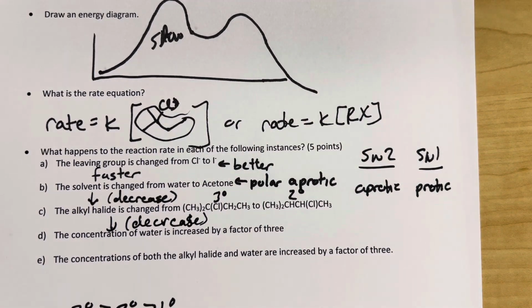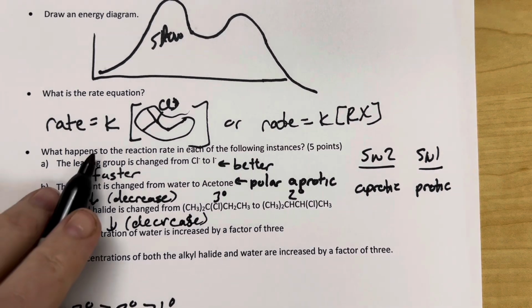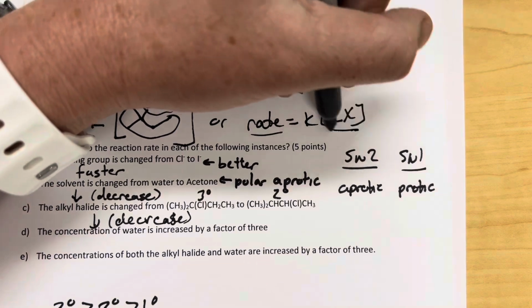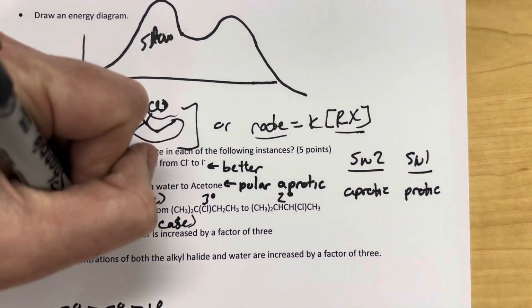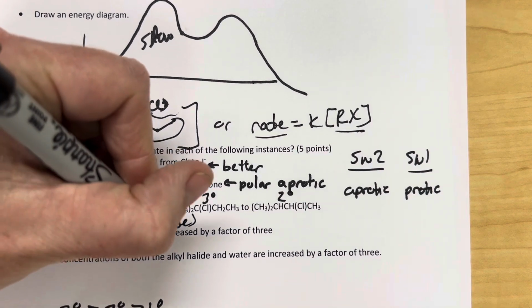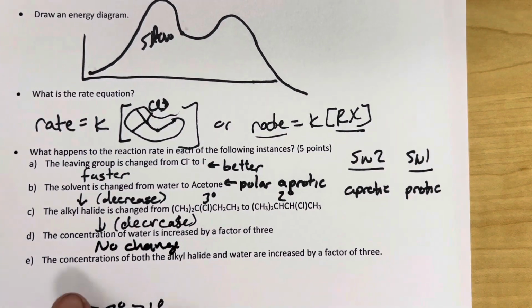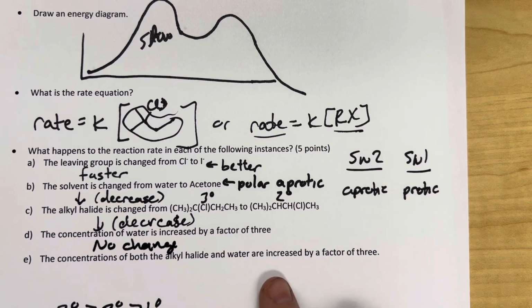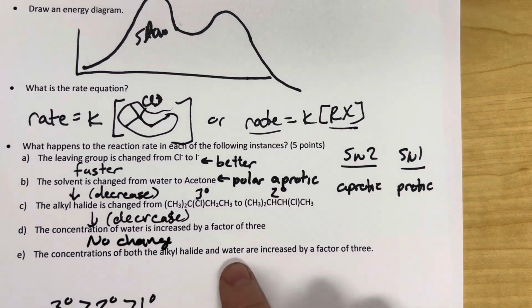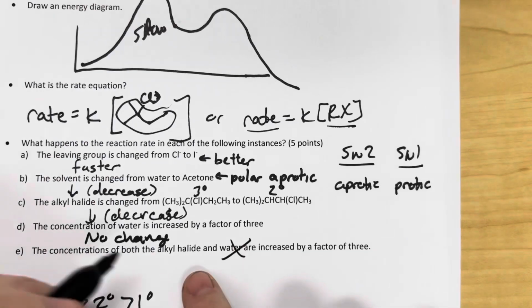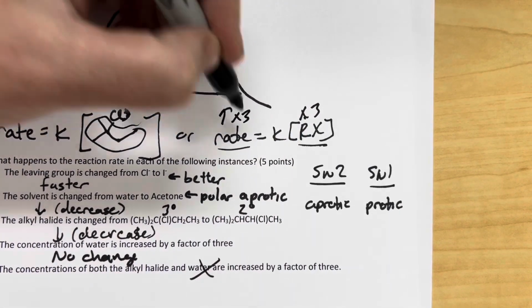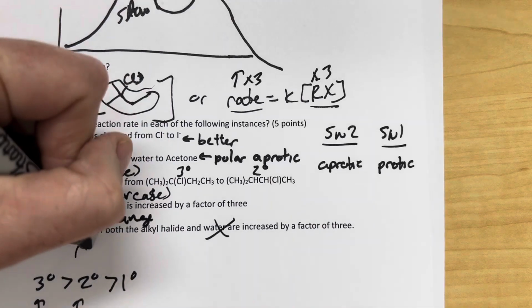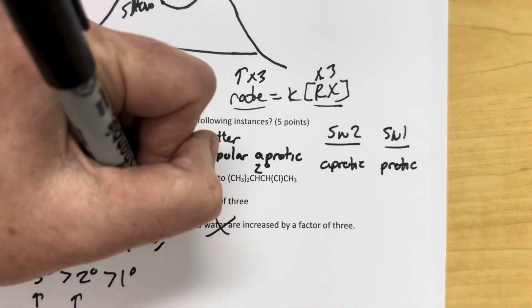All right. The concentration of water is increased by a factor of 3. Well, our rate was only dependent upon the concentration of that Rx. So if we increase water, there shouldn't be any change at all. But in this next part, it says it increases the alkyl halide and water by a factor of 3. Again, water has no effect. That doesn't really matter. But the alkyl halide, if we increase this times 3, then our rate must also increase times 3. So our rate would increase times 3.